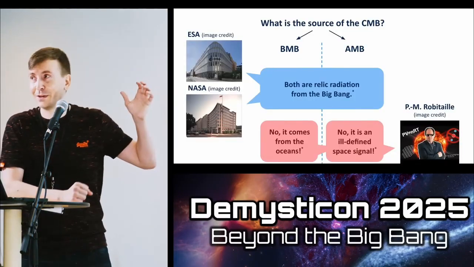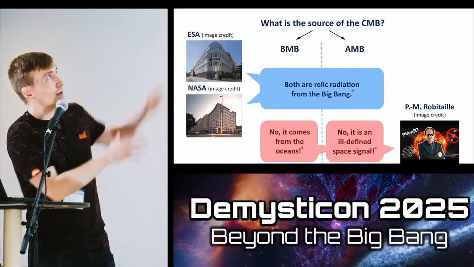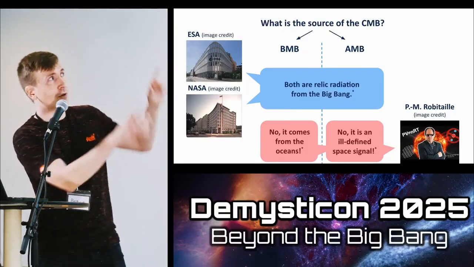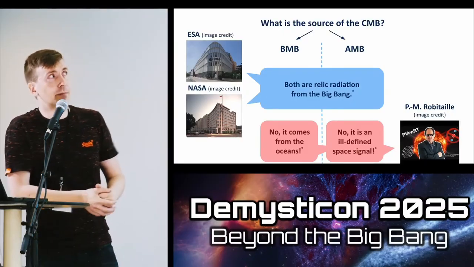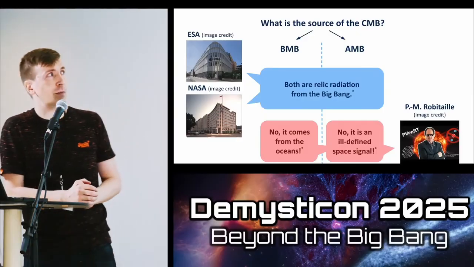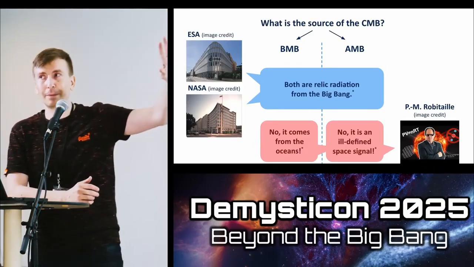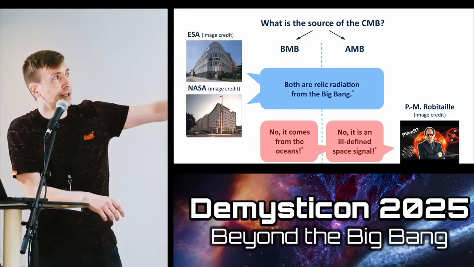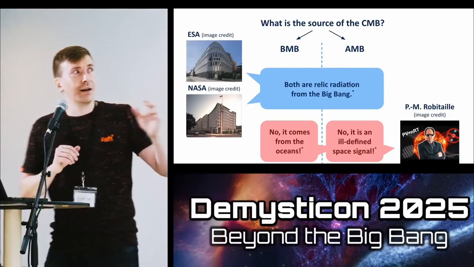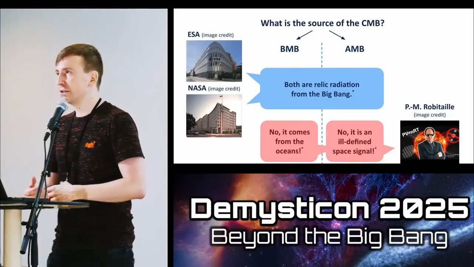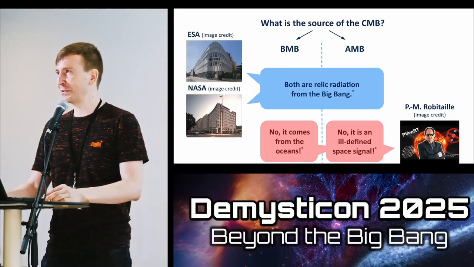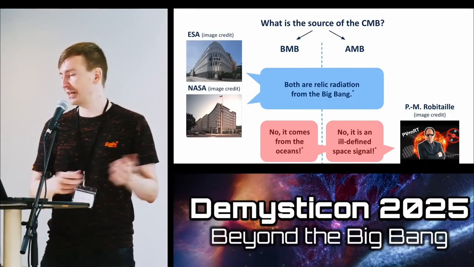Here, Pierre is differing from the standard cosmologists. The European Space Agency and NASA, all standard cosmologists, very much agree that both the BMB and the AMB are from the same origin, namely the Big Bang, relic radiation from the Big Bang. While Pierre says no. You have to split them up. The BMB comes from the oceans, and the AMB, I paraphrased here a bit, is an ill-defined space signal. I think that kind of captures what he means. I try to at least give a little bit of perspective, like it still might come from space somehow.